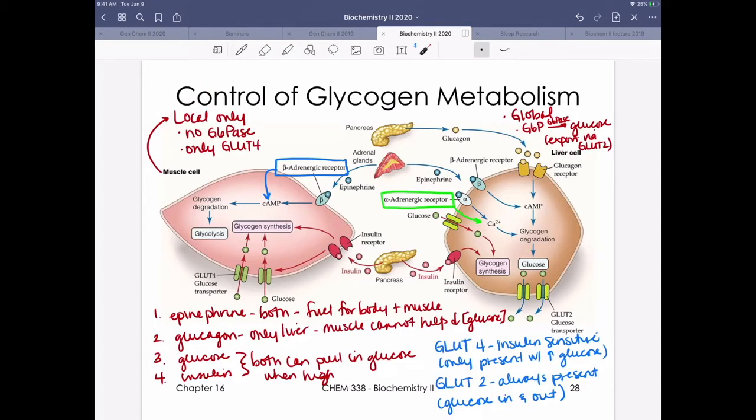And the main reason for that is twofold. They don't have the enzyme G6-Pase, and they only have GLUT4 receptors. So let's first talk about this G6-Pase activity. Just highlighting over here, if you break down internal stores of glycogen, it's made into G6P. If you want to export that, you have to have the phosphatase that will snip off that phosphate, make it into free glucose, and allow it to be exported.